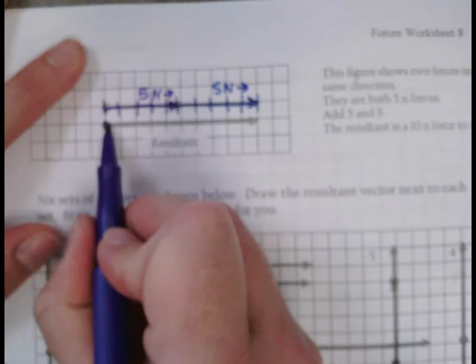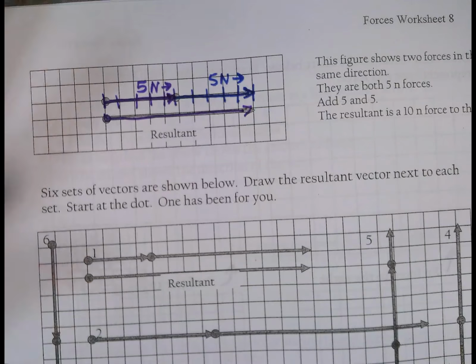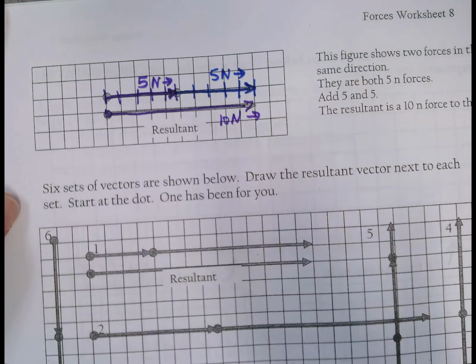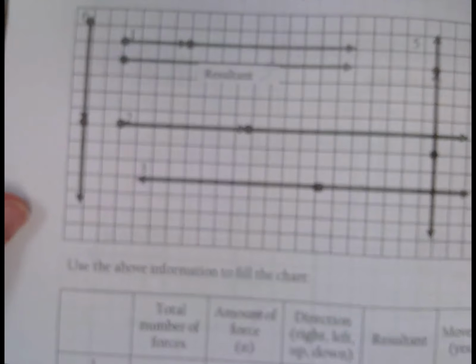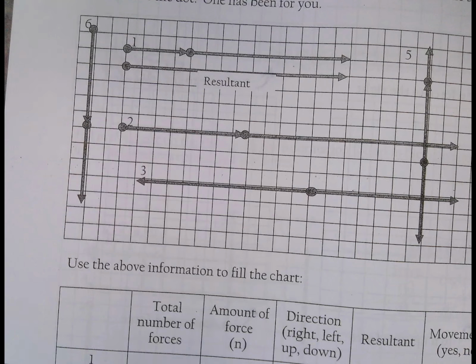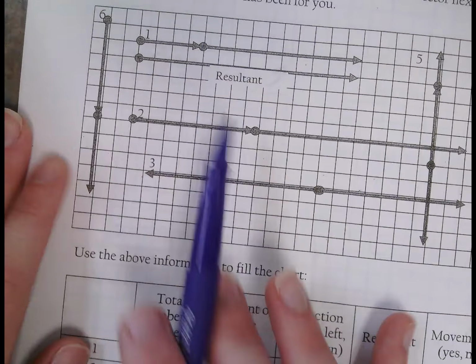So when you draw your resultant, you start at the point, you draw it that way. So it's going to be 10 N to the right, because they're combining. Okay, so this one is going to be kind of fun. You will draw the resultant. This one gives you a kind of clue or a sample, but you still need to fill it in.